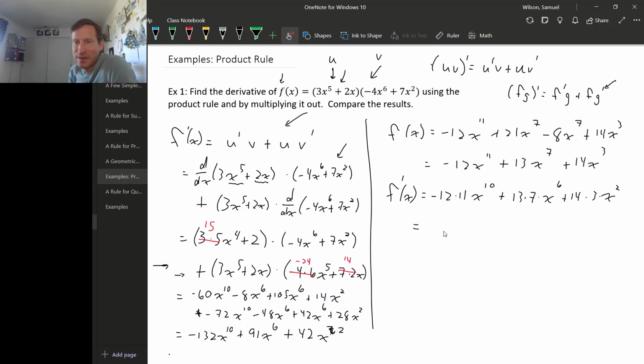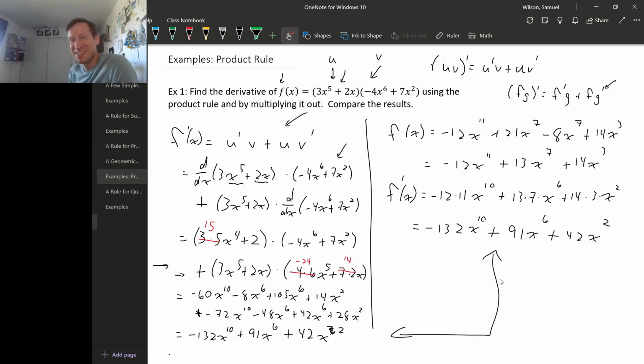Okay. And then negative 12 times 11 is negative 132x to the 10th. Okay, things are looking good. And then 13 times 7 is 70 plus 21, 91x to the 6th, and then 42x squared. So, good. We must have done the arithmetic correctly because we got the same result.